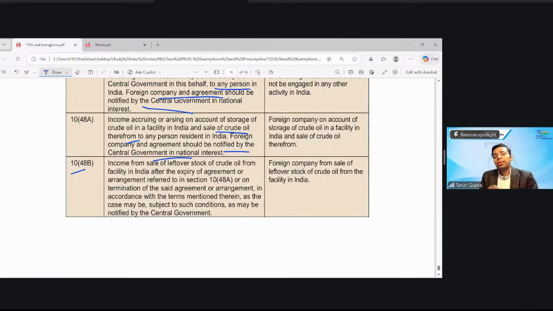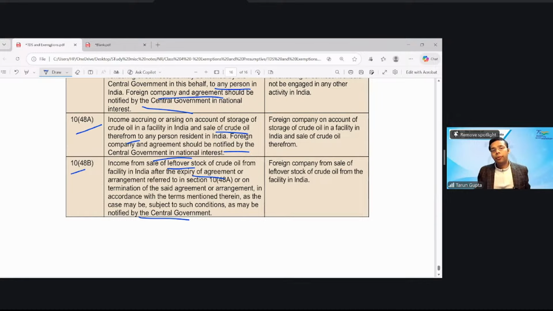Section 10(48B) says once this agreement is over, is expired, it may happen that the agreement has expired on this day and still there is a stock of crude oil lying in India. So once you sell this stock, you're not covered by the exemption under section 10(48A) because the agreement has expired. But then the exemption is provided under section 10(48B). It says income from sale of leftover stock of crude oil from a facility in India after the expiry of the agreement referred to in section 10(48A), or on termination of the said agreement in accordance with the terms mentioned therein, subject to such conditions as notified by the central government.